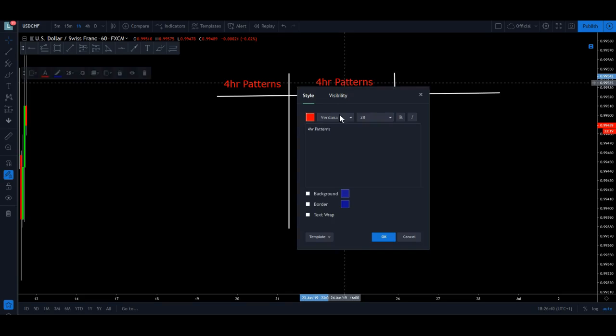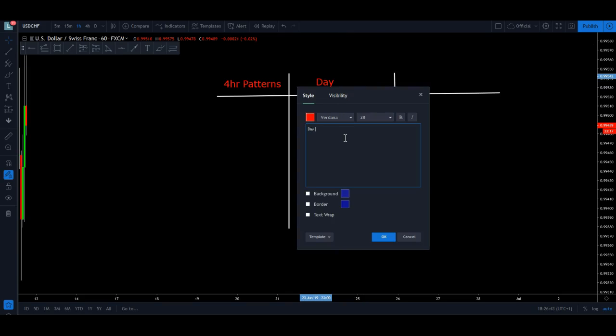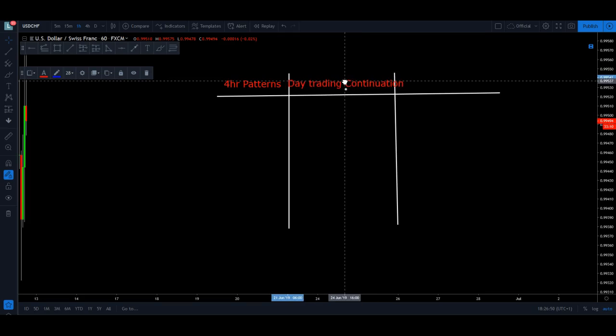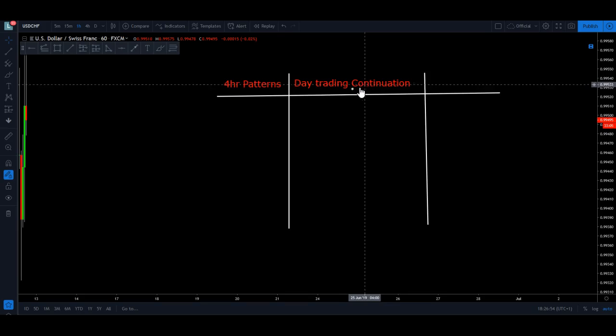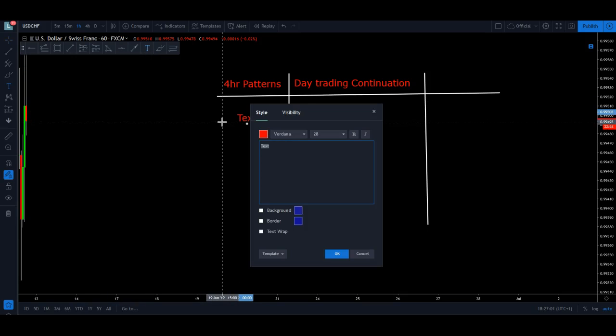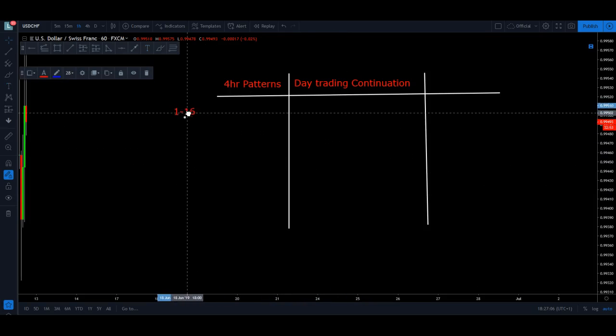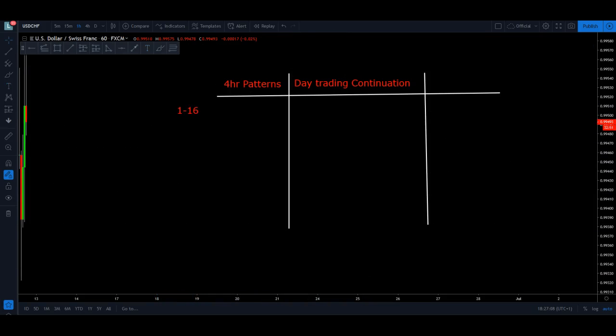And then I want day trading continuation, right? There's not enough space. Jeez. There you go, day trading continuation. That's what I'm aiming for right now, and this is done across 16 pairs. So for me, I want this across 1 to 16. I don't know why, but yeah, 16 pairs. For me, this should give quite a well diversified portfolio in theory.